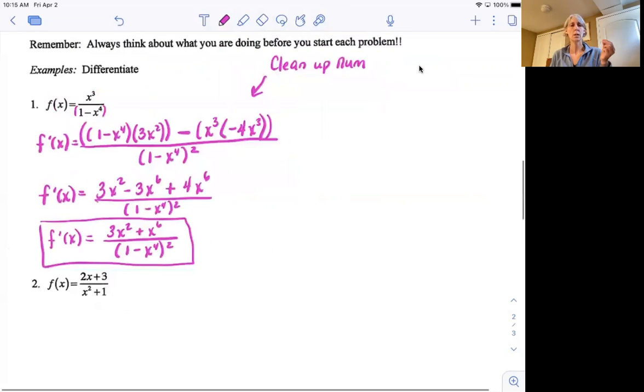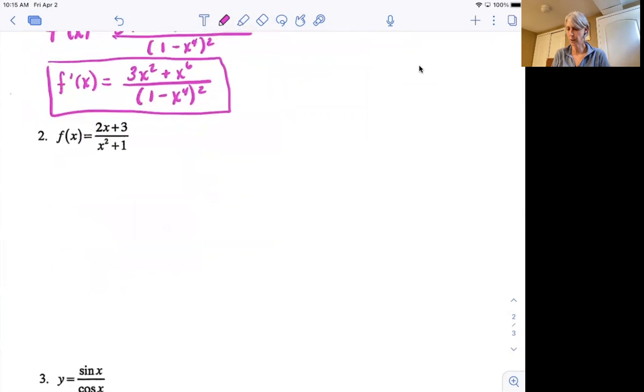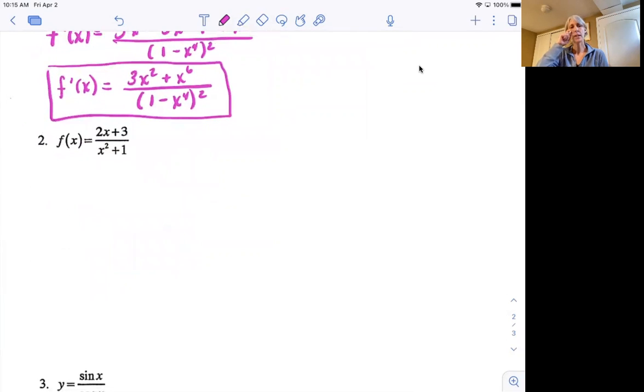So the hardest part of the quotient rule is after you get that first expression, the cleanup part. Always remember that minus sign in between and make sure you distribute it onto your terms. Let's try another one. F of x equals 2x plus 3 times x squared plus 1. There's nothing I can really do. Can't simplify anything first, so I have to use the quotient rule.